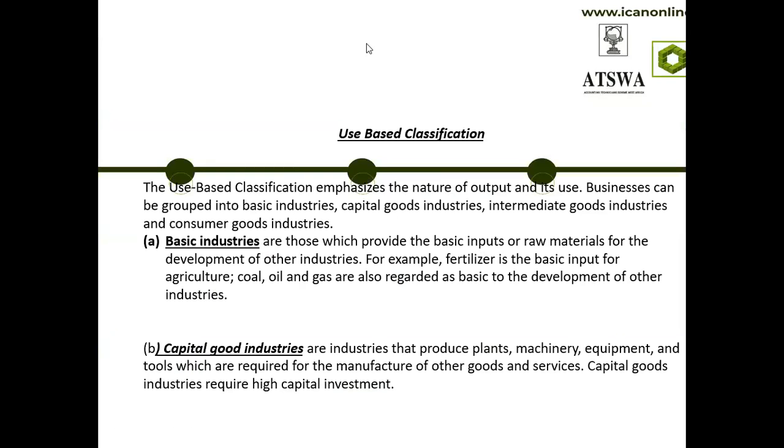So that is one. Use classification. The use-based classification emphasizes the nature of their outputs. What is the nature of their outputs?